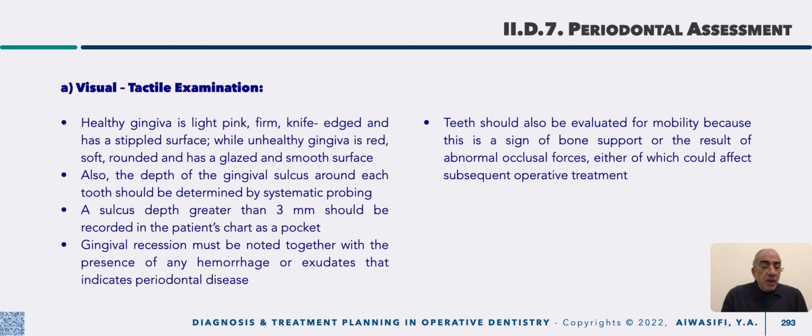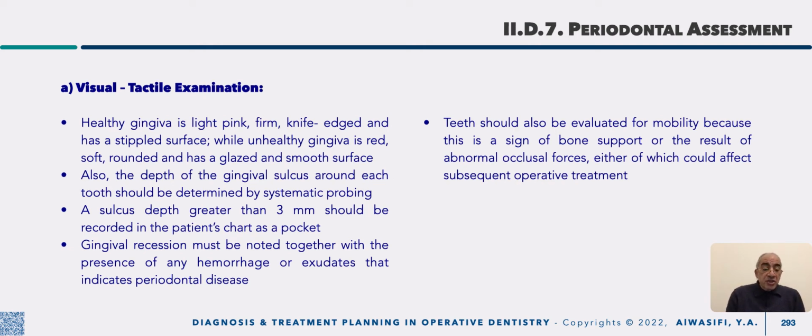That's why you should note visually that you have a healthy gingiva, which is light pink or pale pink, firm in texture, knife-edged, and has a stippled surface, while unhealthy gingiva is red, soft, with rounded margin and has a glazed smooth surface. Also, by tactile examination using periodontal probe, you should record the depth of your gingival sulcus around the tooth with a systematic probing from all sides. Any sulcus depth more than 3 millimeters should be recorded in your chart as a pocket.